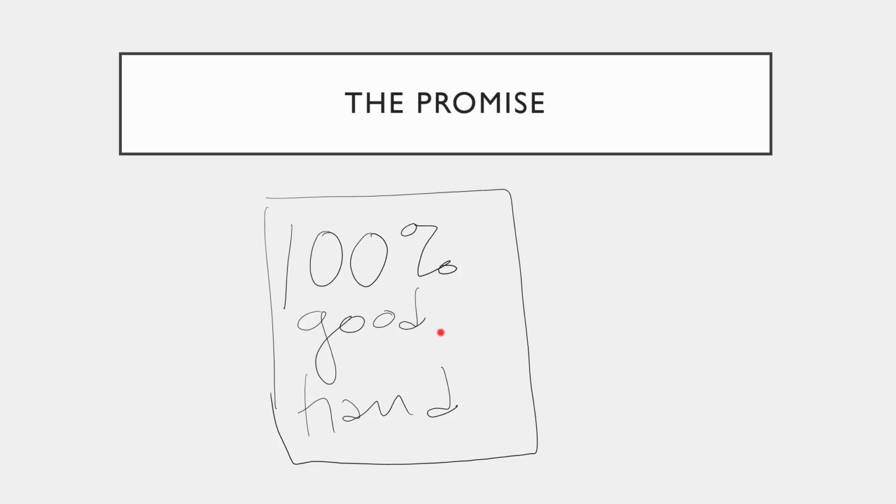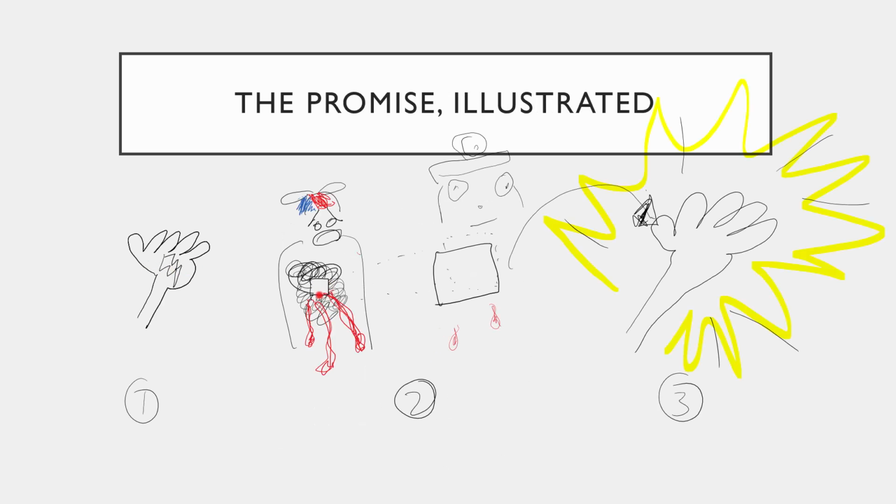So this is a better illustration. We have the hand with a scar. We do a skin graft with some blood oozing. By the way, what kind of a boy has chest hair?